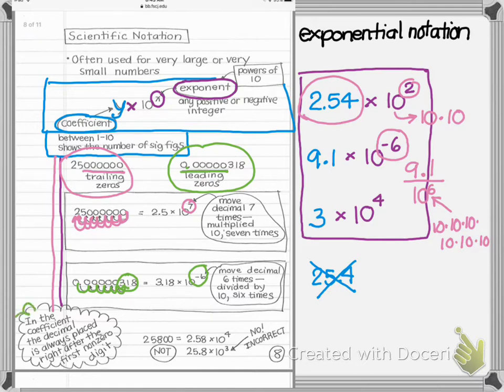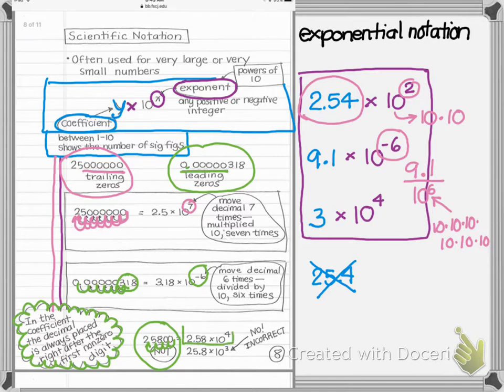Now if you look down here, it says in the coefficient, the decimal is always placed right after the first non-zero digit, or what I call the second place. So I gave an example. So here's a number right here. It's 25,800. So we would move the decimal to correctly. We'd go 1, 2, 3, 4. So it'd have one digit, the decimal, and then the 5 8. So we have 2.58 times 10 to the 4th.